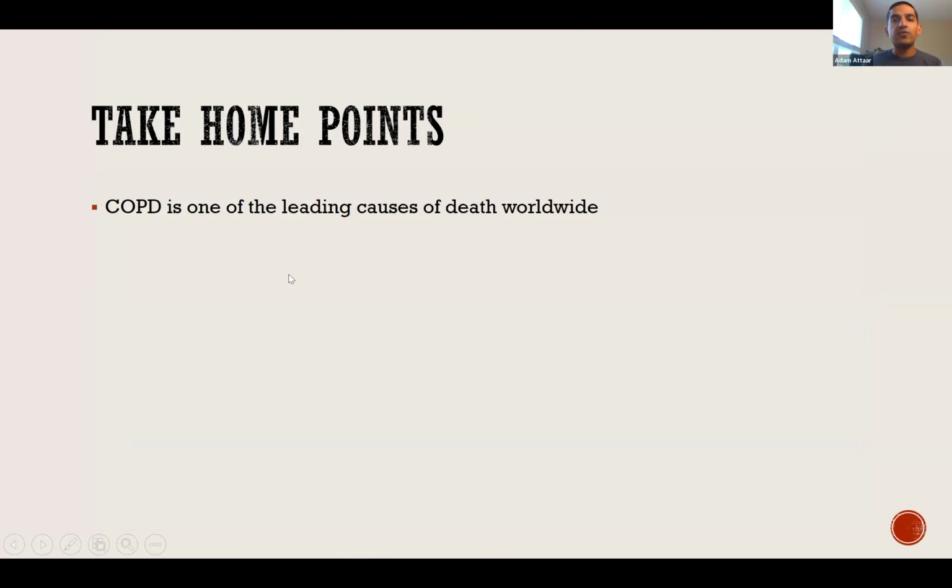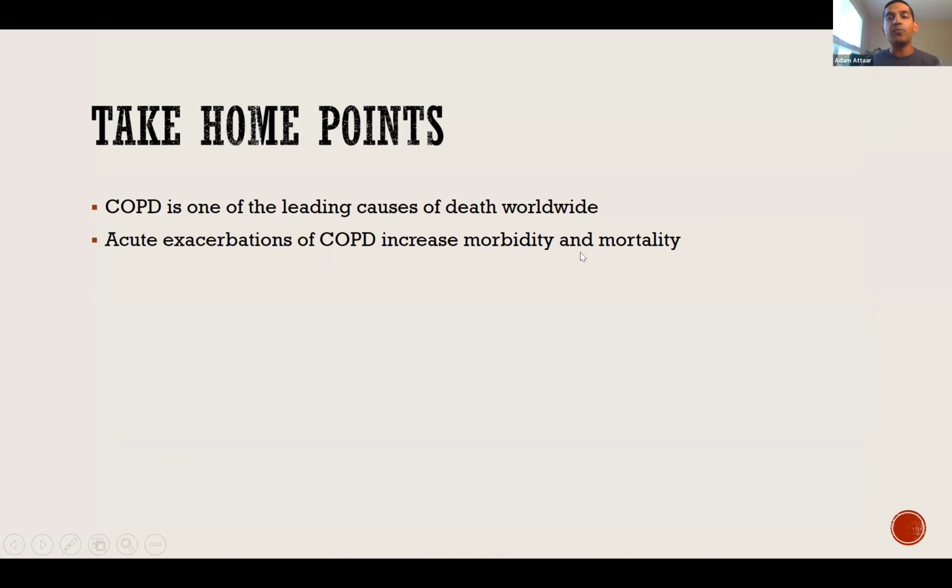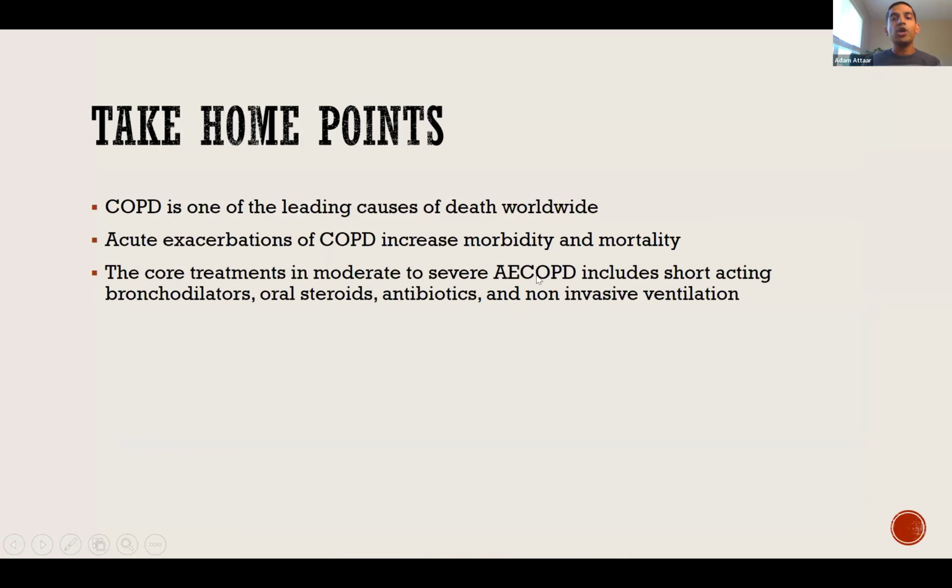So my take-home points for the talk today: recognize the impact of COPD. It's one of the leading causes of death worldwide. Acute exacerbations of COPD change the disease trajectory of these patients, and increase both morbidity and mortality. We reviewed the core treatments in moderate to severe exacerbations, and this included the use of short-acting bronchodilators, oral corticosteroids, antibiotics in certain patients, those patients with moderate to severe exacerbation who have change in cough and sputum, and the criteria for use of non-invasive ventilation as a way to avoid intubations.